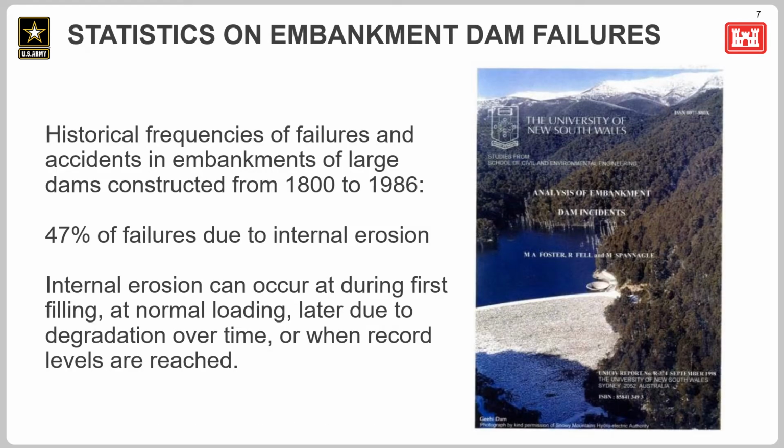Mark Foster and colleagues at Australia's University of New South Wales have examined the statistics of large embankment dams constructed between the years 1800 and 1986. About 50% of all dam incidents are related to internal erosion, which can occur during first filling, at normal loading, as a result of degradation over time, or can be triggered by a sustained low water or record high loading event. To be clear, that's not to say that 50% of all dams have experienced internal erosion, but instead, of dams that have recorded incidents, 47%, or about 50% of those incidents, have been attributed to internal erosion.